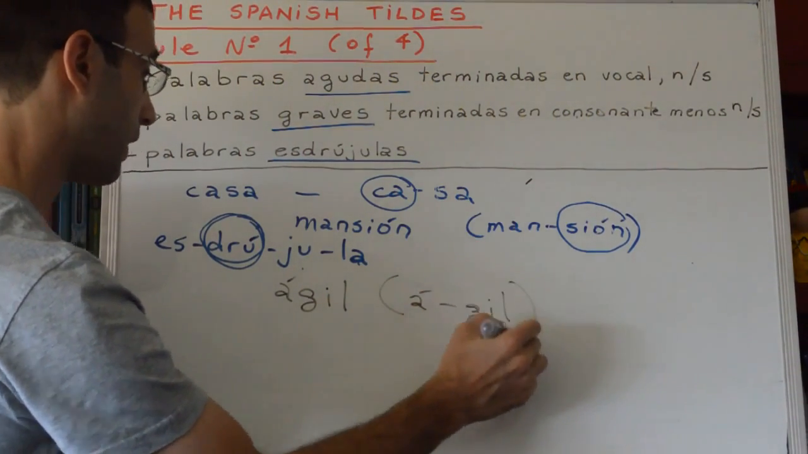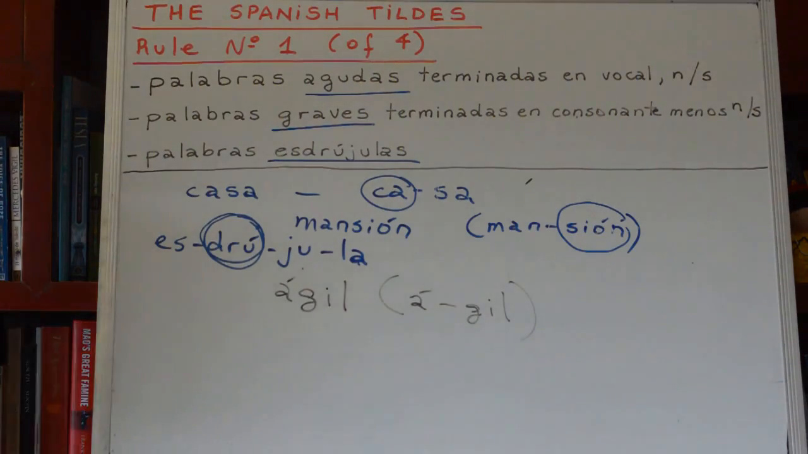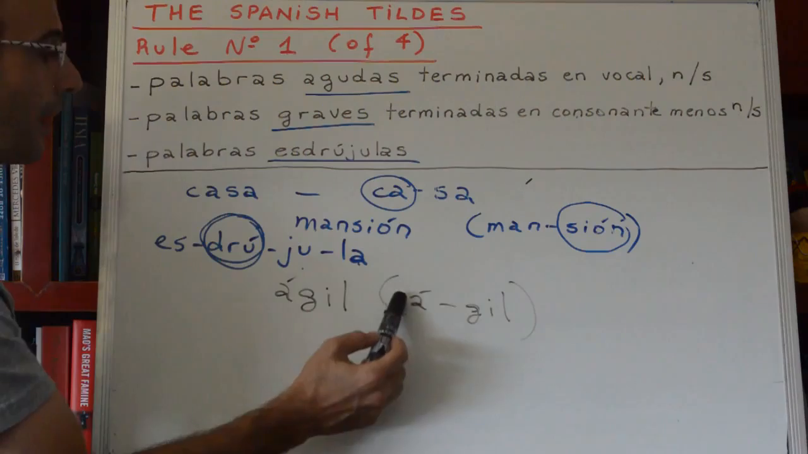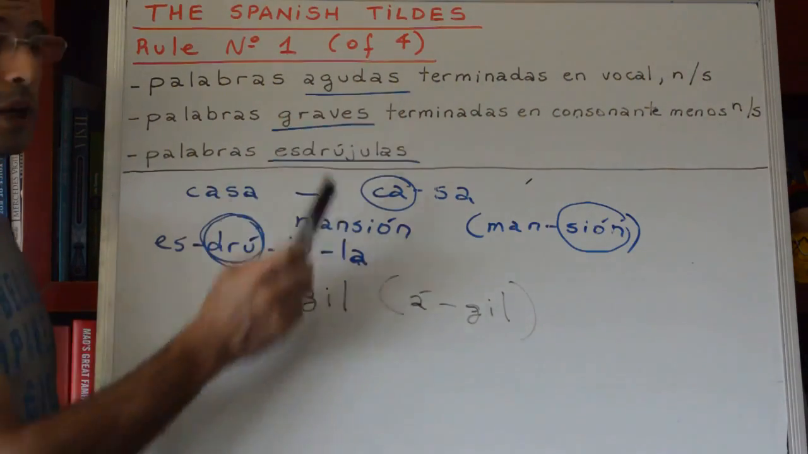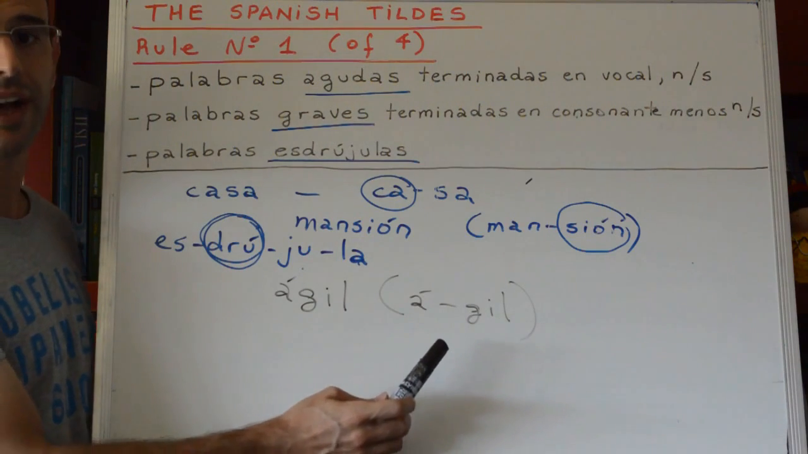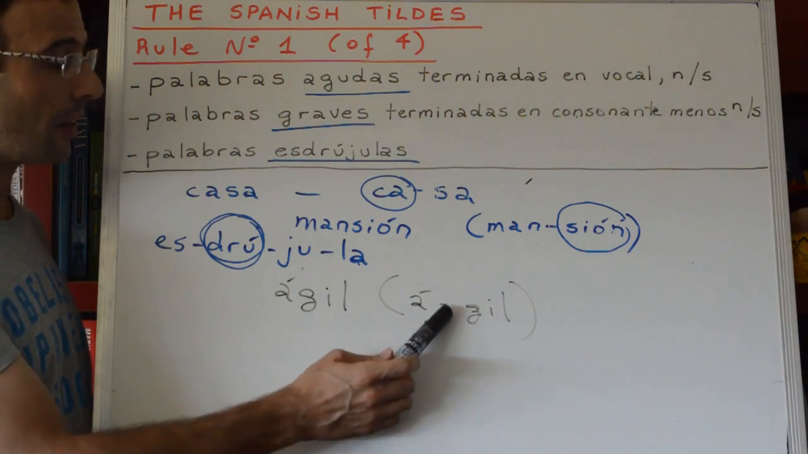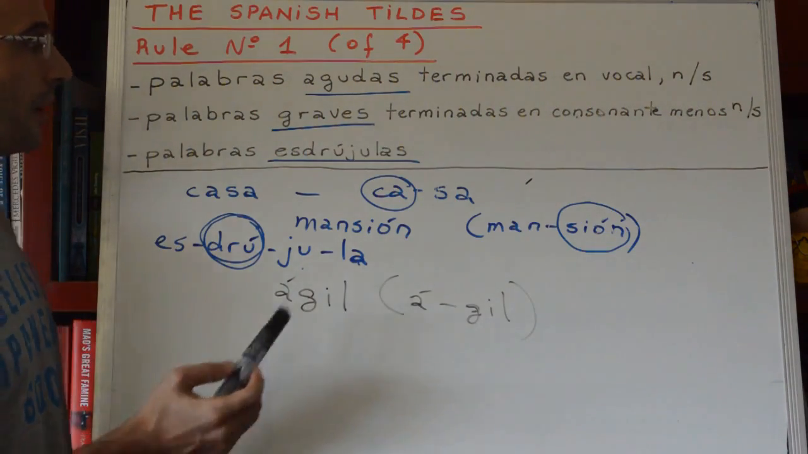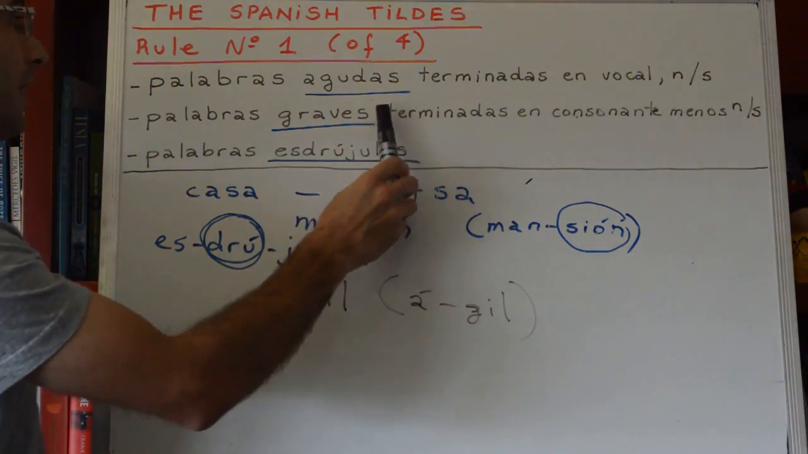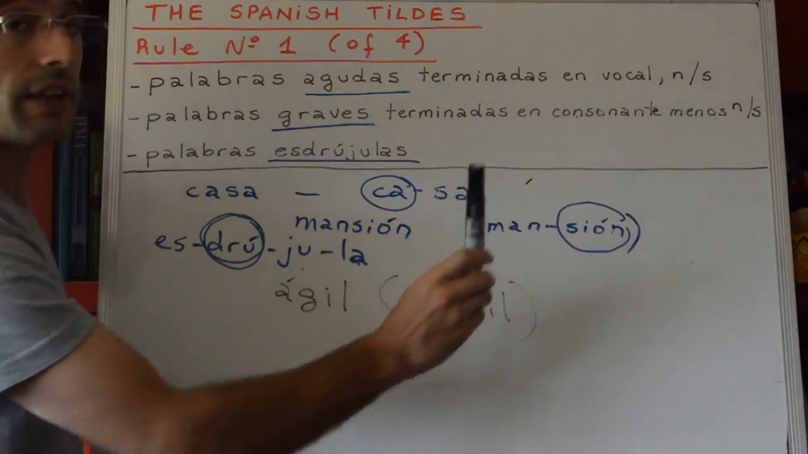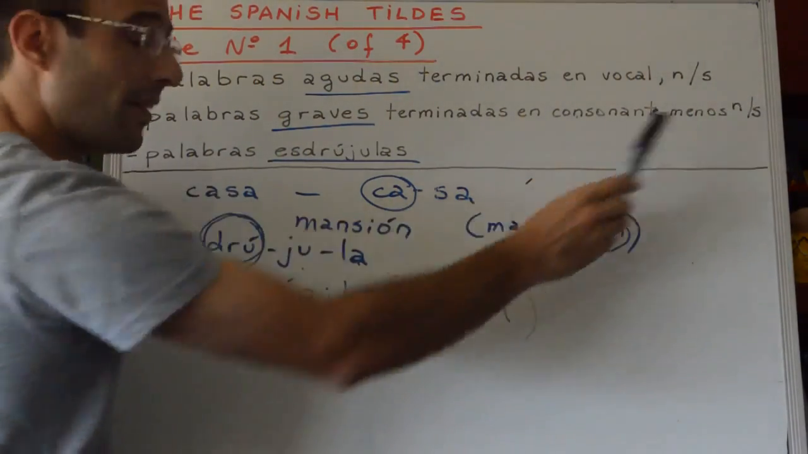Ágil, agile. Is it grave? Yes, because the accent is in the A. If it were aguda, it would be agíl. However, it is ágil. The accent is in the first syllable. Now, let's see. Is it a grave word that ends in a consonant that is neither an N nor an S?